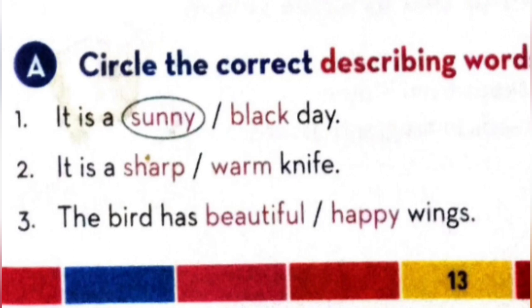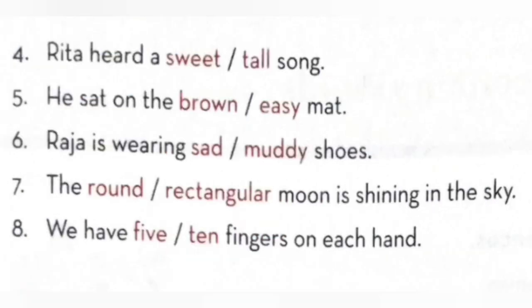Question number 1. It is a dash day, sunny or black. Answer is given, sunny. Second question. It is a dash knife, sharp or warm. Circle the correct describing word. Third question. The bird has beautiful or happy wings. So choose the correct describing word. Fourth question. Rita heard a sweet or tall song. So you have to find out the correct answer and circle it.